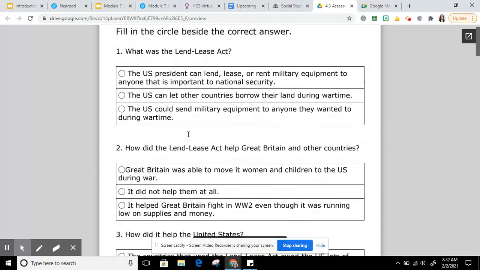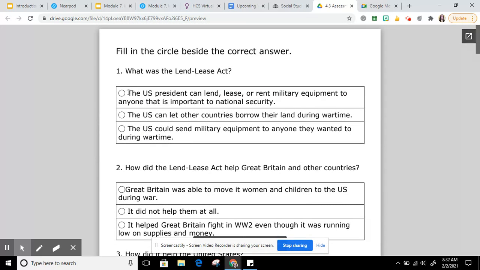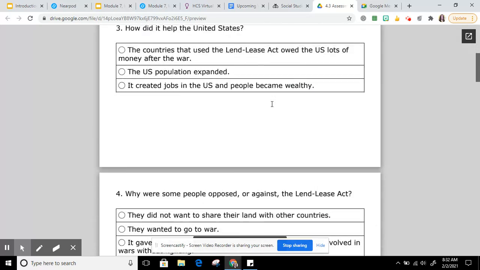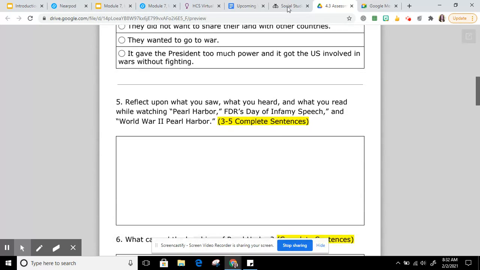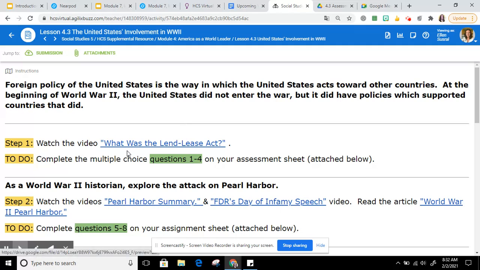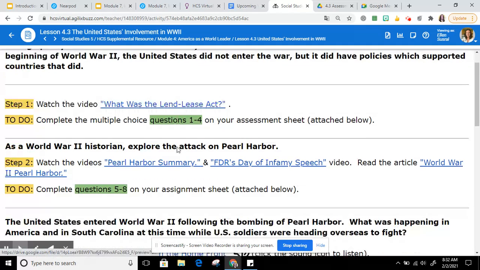Okay, now if you're working on your computer and you can't fill these bubbles in, you can always draw an arrow, you can circle, however you can show me what the answer is, okay? All right, so that's step 1, answering questions 1 through 4 after you watch the video. The video is, What was the Lend-Lease Act?